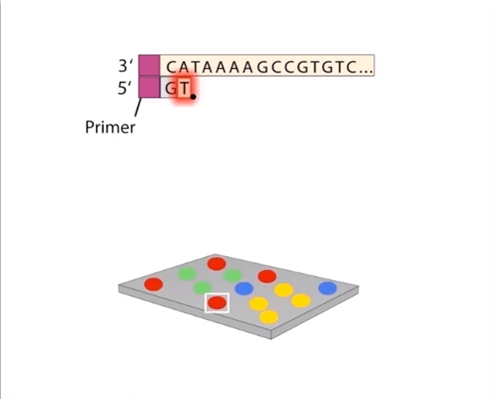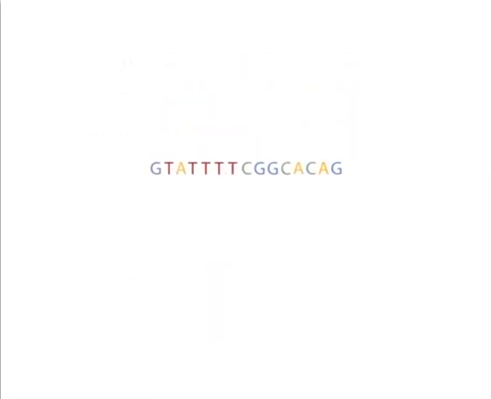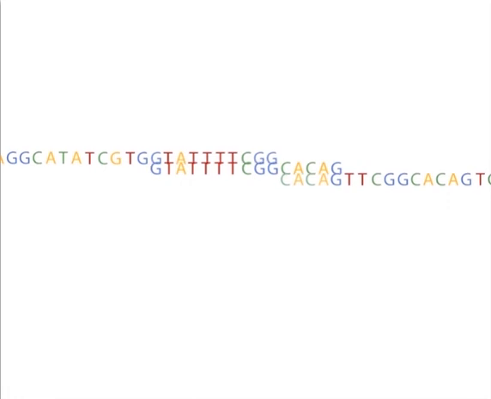The sequences from all of the spots are recorded simultaneously. Software packages assemble overlapping sequence fragments into longer pieces, and in this way determine the overall sequence of a genome. This process is fast enough to sequence a complete human genome in just a few days.